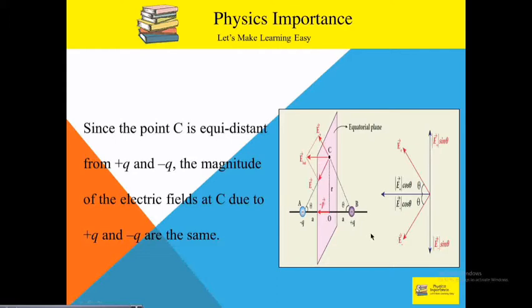Since the distance is the same, the electric field at C due to plus Q and minus Q will also be the same, because the electric field formula contains the distance. Here the distances AC and BC are the same, so the electric field will also be the same. So at the particular point C, we are choosing the electric field due to minus Q and also the electric field due to plus Q. Both will be the same because they are at equal distance.